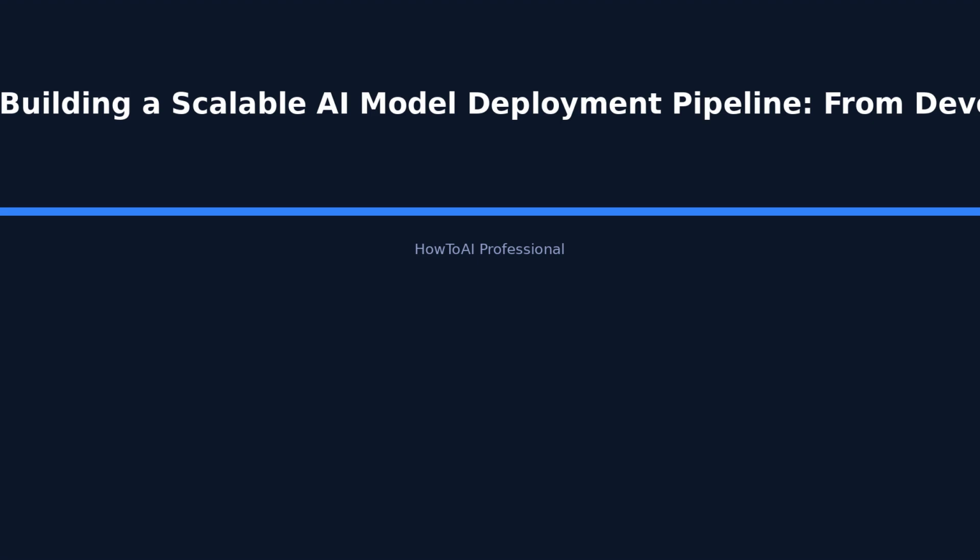Today, we will explore how to construct a deployment pipeline that integrates continuous integration and continuous deployment, often referred to as CI/CD. This way, we can ensure that our AI models are not only robust but also easily deployable and maintainable. Let's start with the basics. What exactly do we mean by a deployment pipeline?